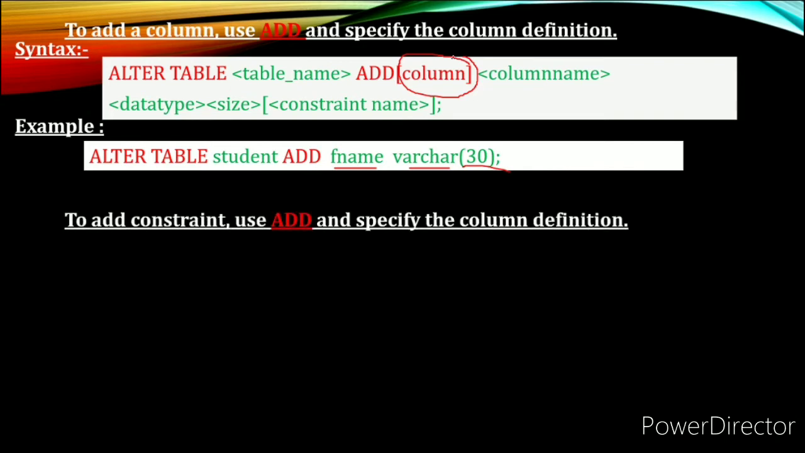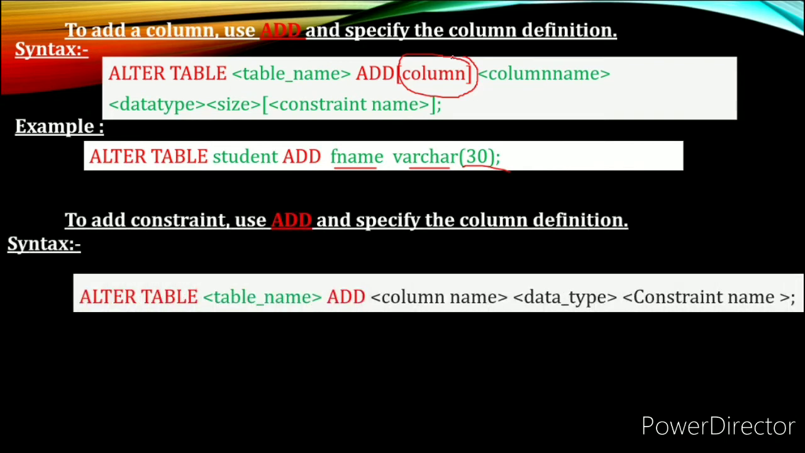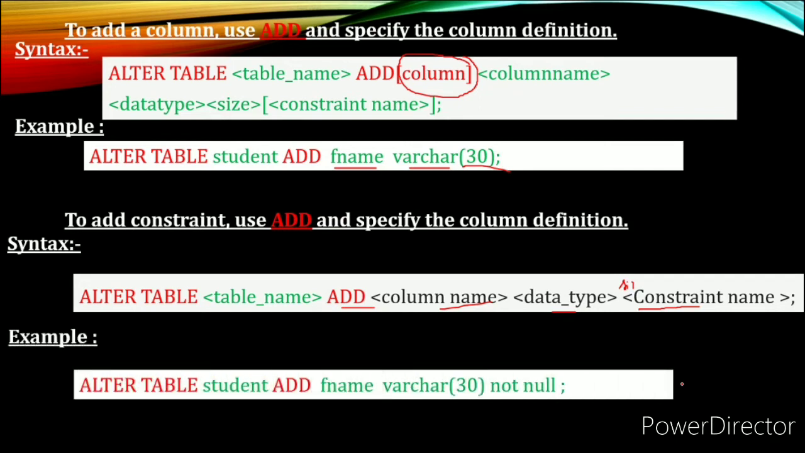We can also add new constraints. So alter table, table name, add column name, its data type and size, and after that whatever constraint you want to implement on this column. So alter table, table name, add fname, this data type, and this is a constraint which you want to implement on fname. Fname means father name.